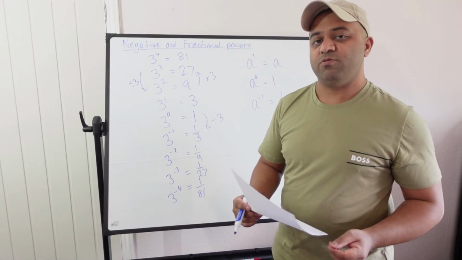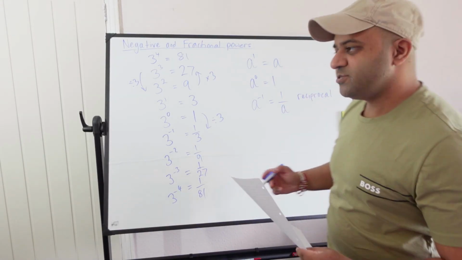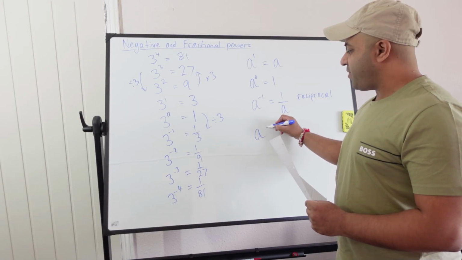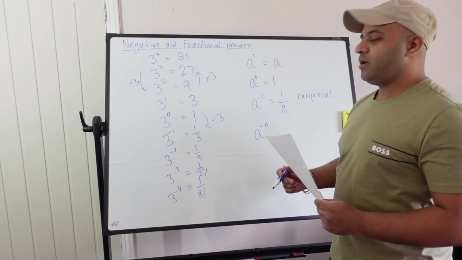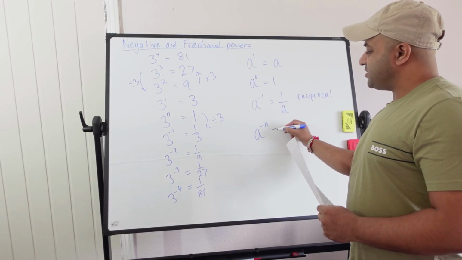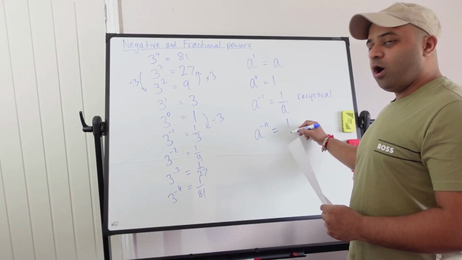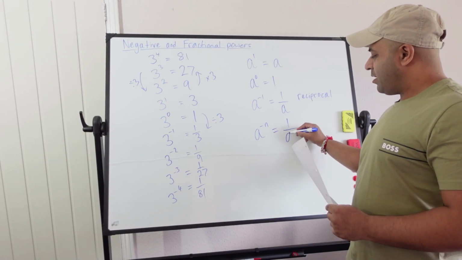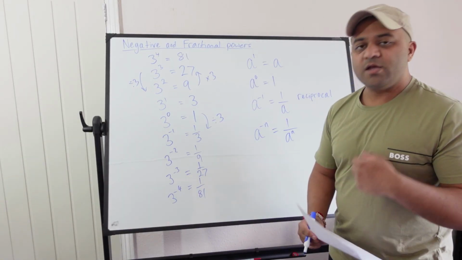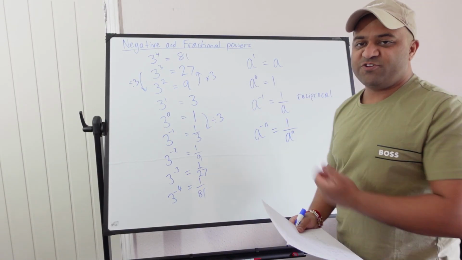Our final law of indices will be this. Anything to the negative power, and this n represents any power, is equivalent to 1 over the positive power of that base. So these are our rules for negative powers.